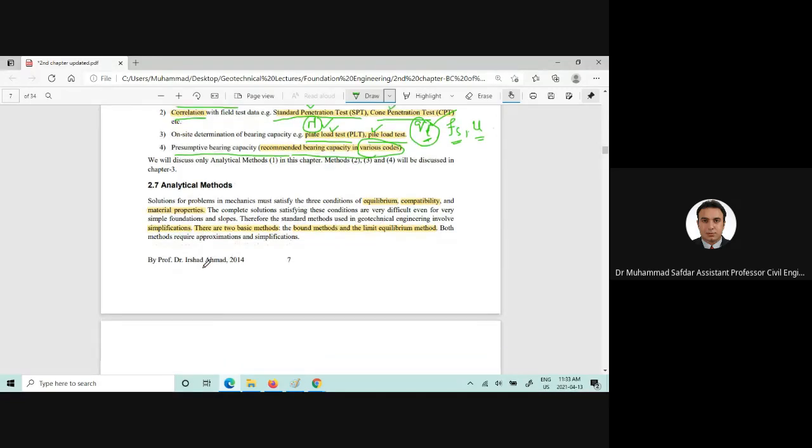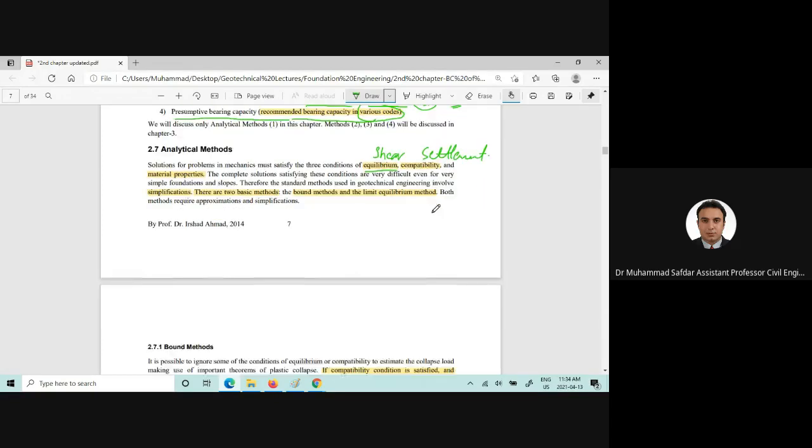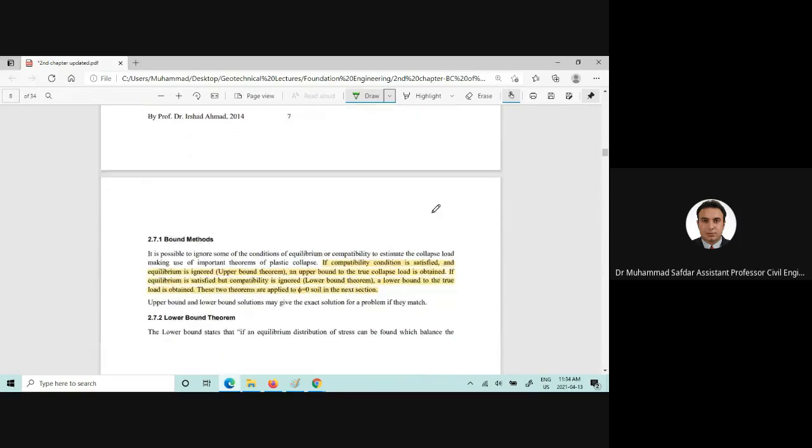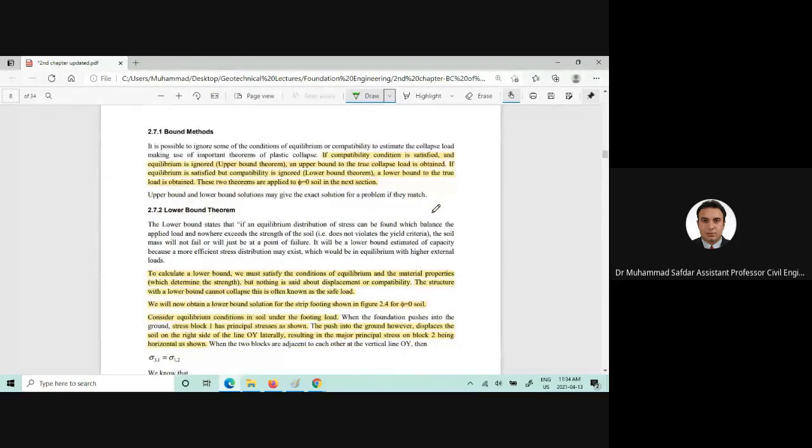Now in analytical methods, we need to focus on the shear failure criteria and the settlement criteria. So there are two methods which are known as bound methods. It gives us a basis to understand how we can estimate the bearing capacity.